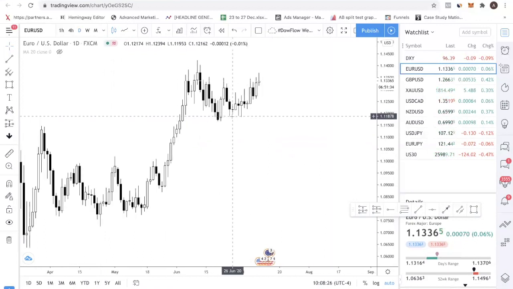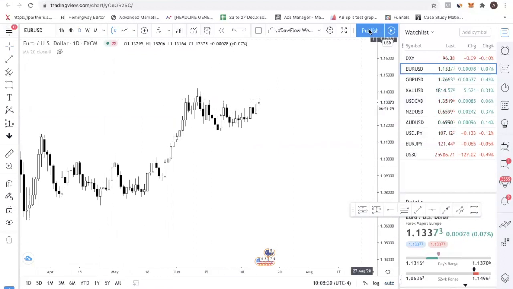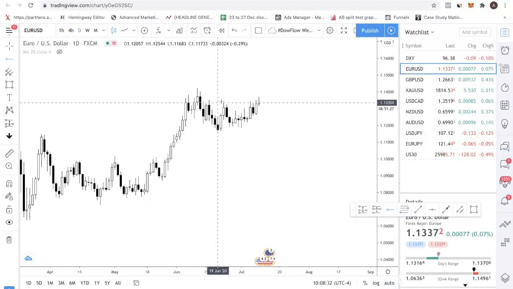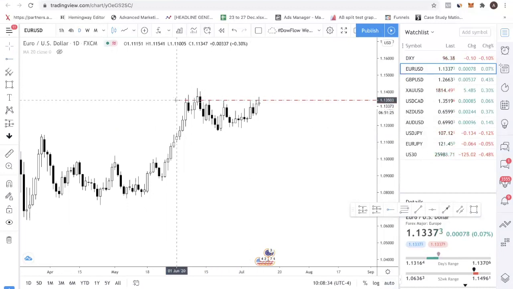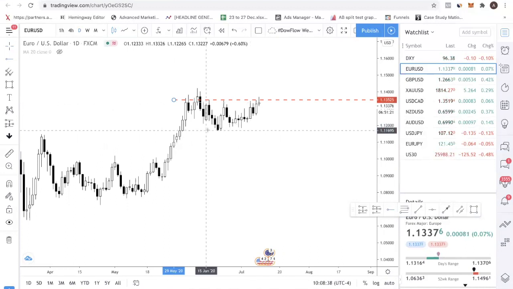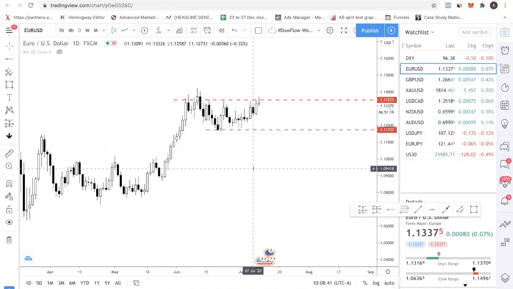What do I mean by clean? Like this Euro Dollar, right? You can see the resistance very clearly. Okay, you can see over here, right? This is the level. This is a recent high, correct? Mm-hmm. You can see the recent low. The levels are just very clear. So right now, price is being resisted at this level here.